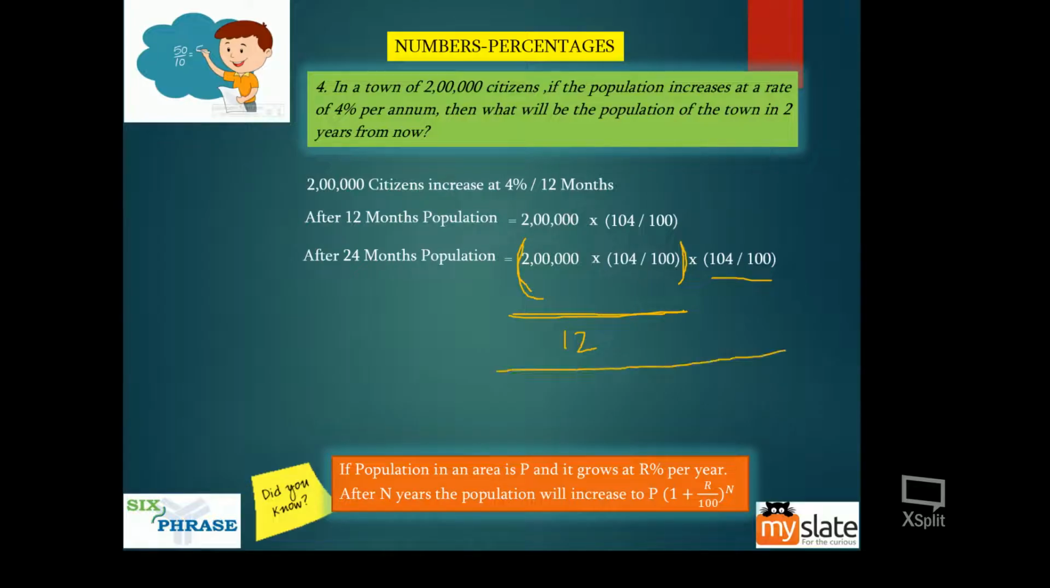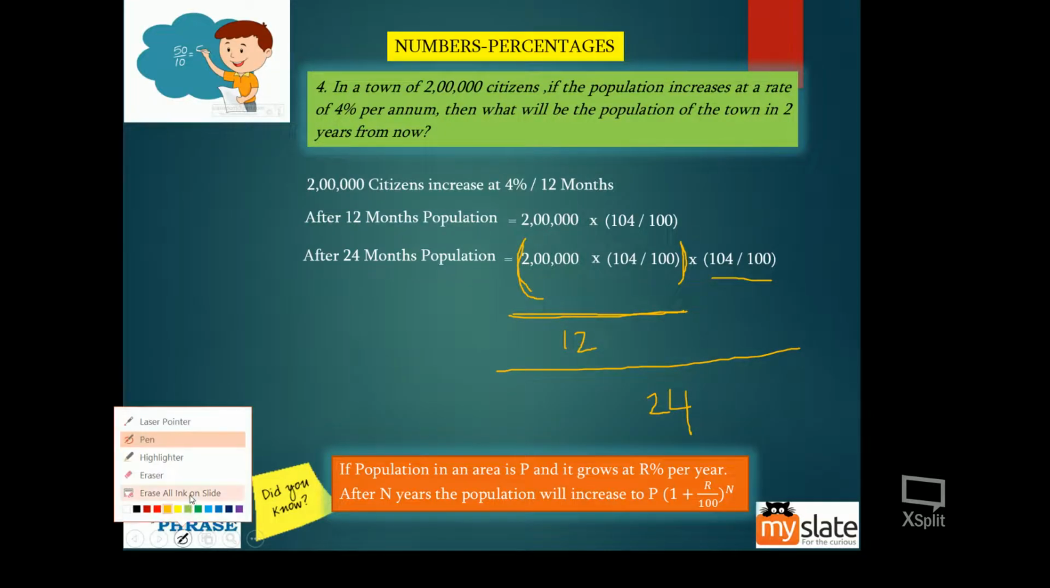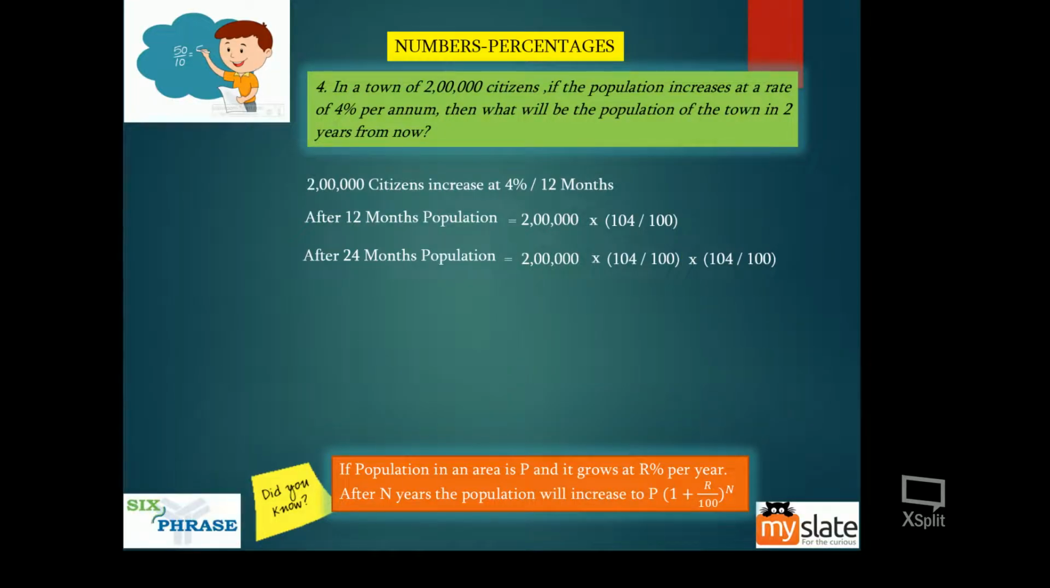So now this will be 24 months. I'm writing everything in the same line. Very similar to the previous problem. So you will get 2,16,320 as your answer. Make sure you note this formula, guys. This will help you do the problem very easily.